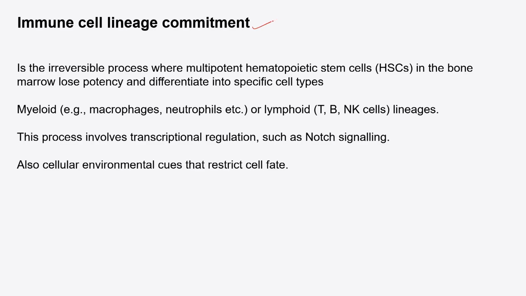Now, to understand differentiation, we need to see what we mean by lineages in particular. When we talk about lineage, what does it mean in terms of differentiation? So let's see this immune cell lineage commitment term. It's an irreversible process. Once the process starts, it is irreversible. We can't go back. Cells which are formed, such as RBC or WBC, are not going to revert back to the stem cell. Of course, there are ways to do it in a different way, but generally this process is irreversible.